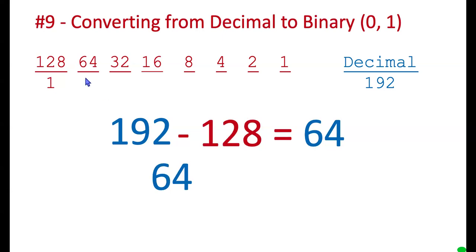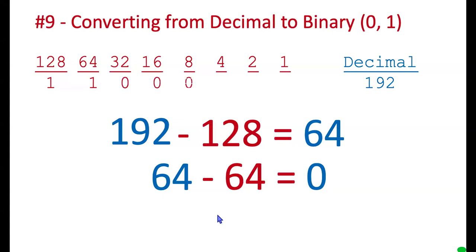Well, that's kind of easy. I'm going to give you a $64 bill. Now I don't owe you anything. Don't forget these zeros all the way across, because I don't owe you anything. Again, 128 plus 64, 192.